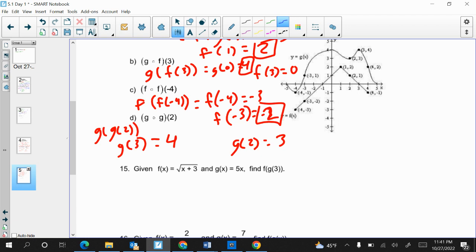All right. This one becomes g of g of 2. So that's what I'm trying to find. I start with the inside here, g of 2 equals 3, right? So I then take g of 3. G of 3 is 4. So my final answer is 4.